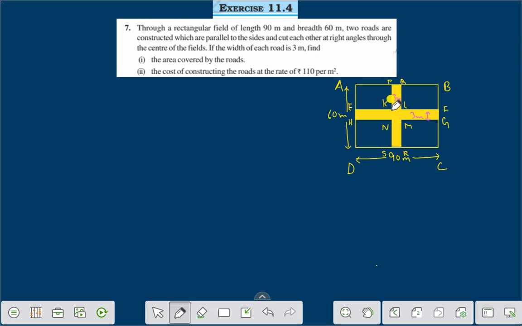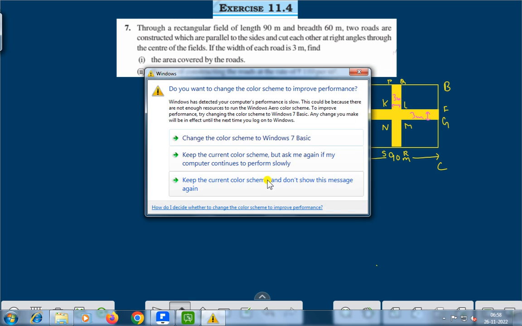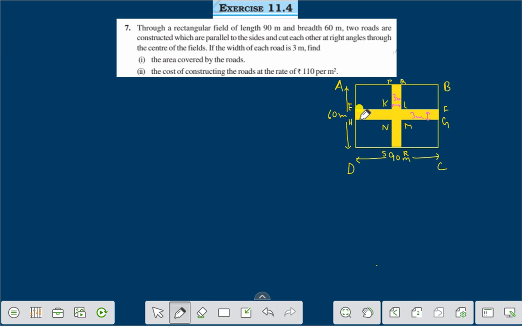That means you have to first of all find the area of the roads. How to find it? Here you see, this is 90 meter, this is 60 meter, and the width is 3 meter. This is 3 meter, this is also 3 meter. You have to find the area of the roads. Here the length is 90 meter, breadth is 3 meter. What is the area of this rectangle? The other rectangle has length 60 meter and breadth 3 meter, right?